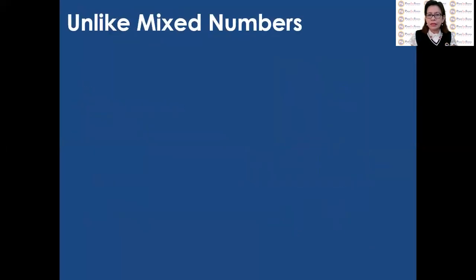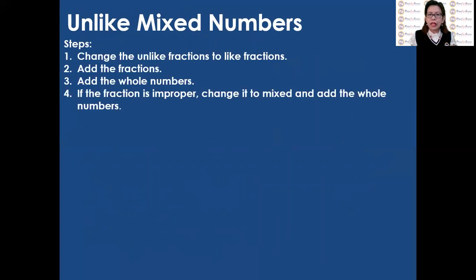Unlike mixed numbers. So change the unlike fractions to like fractions. Then add the fractions and then add whole numbers. If the fraction is improper, change it to a mixed number and add the whole numbers.